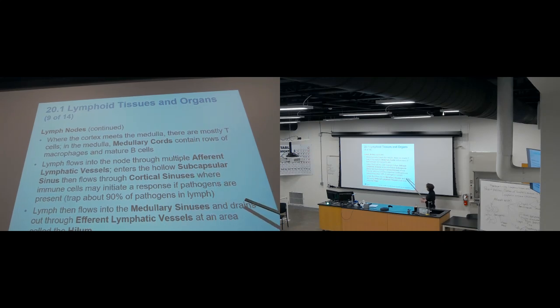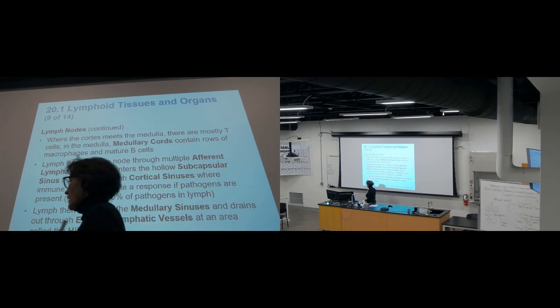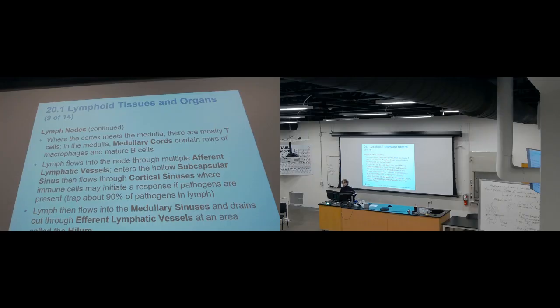And then after that, the lymph will move into the medullary sinuses, so it goes from this subcapsular sinus into the cortical sinuses and then into the medullary sinuses, and then after exits into the efferent lymphatic vessels. And that indentation where you have this exiting or efferent lymphatic vessel is the hilum. You will hear this word over and over again, hilum. Hilum is indentation. You will hear it in the lungs, you will hear it in the kidneys.